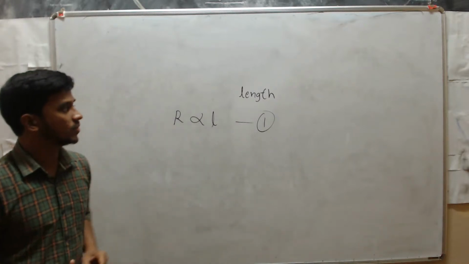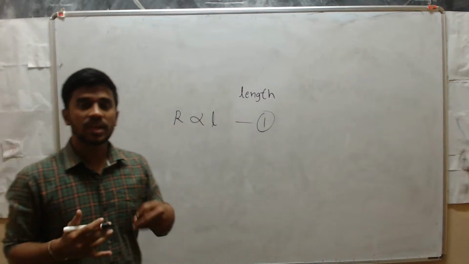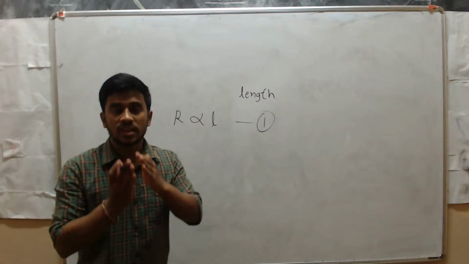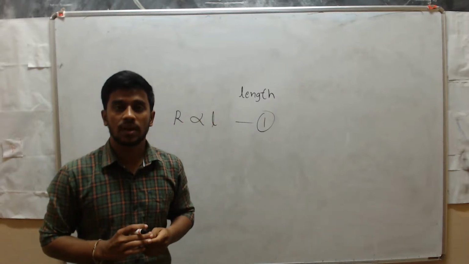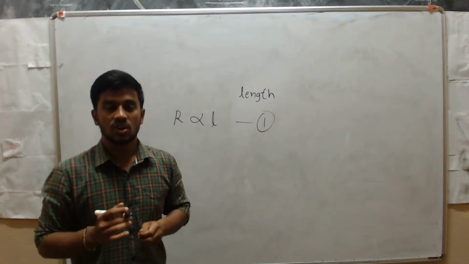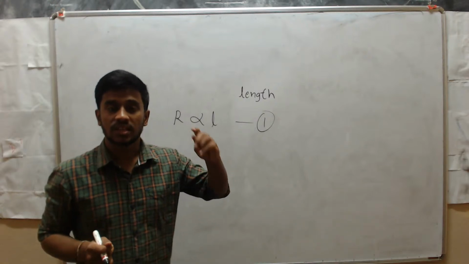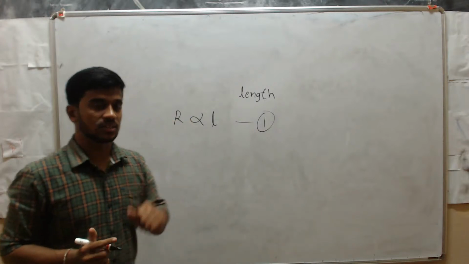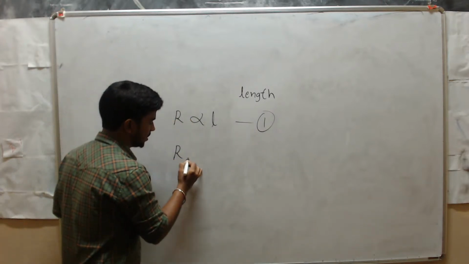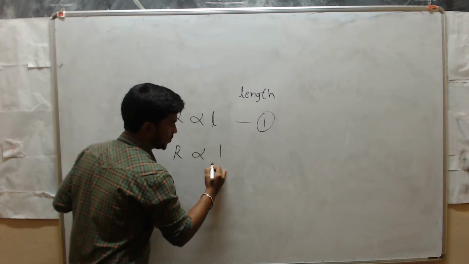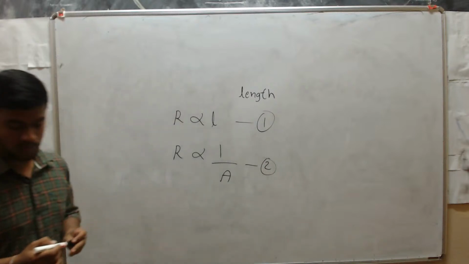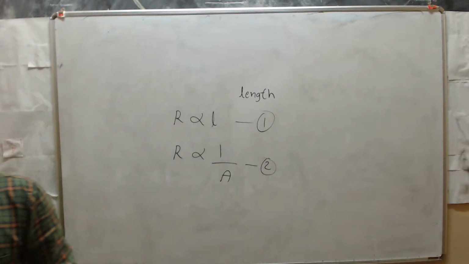Next property is area of cross section. When you increase the area of cross section, what will happen? Clearly we can say the resistance of the conductor decreases. So we can write that resistance of a conductor is inversely proportional to area of cross section.